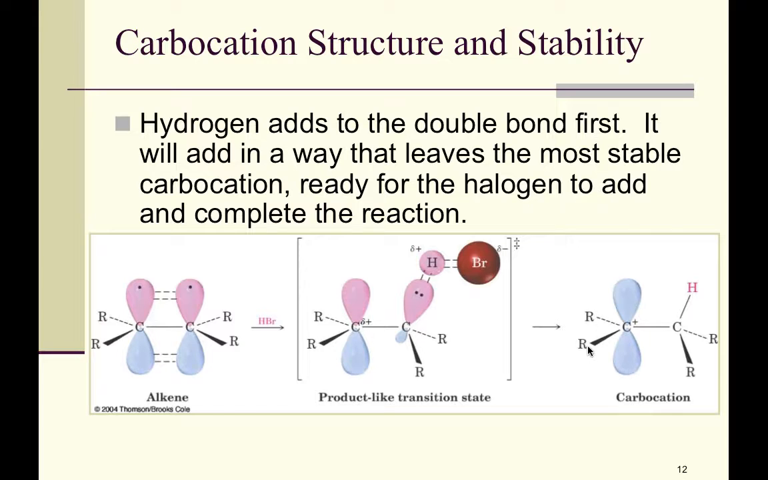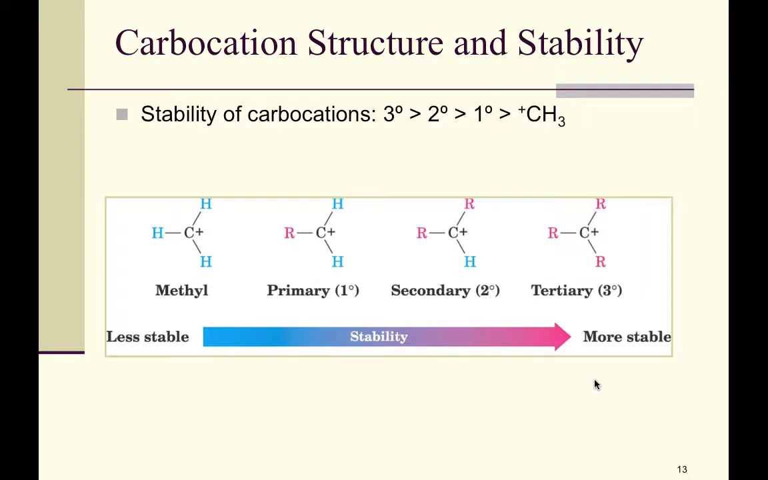The number of R groups on our carbocation will determine if it's a tertiary carbocation, secondary, primary, or methyl. And we're going to see, as we did before, the more substituents on there, the more highly substituted it is, the more stable it is. Carbocation structure and stability: tertiary carbocations are the most stable, then secondary, primary, and then methyl.